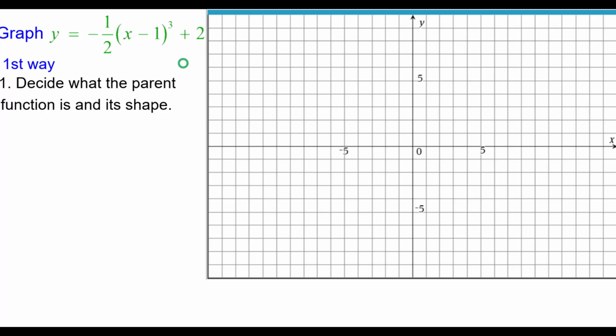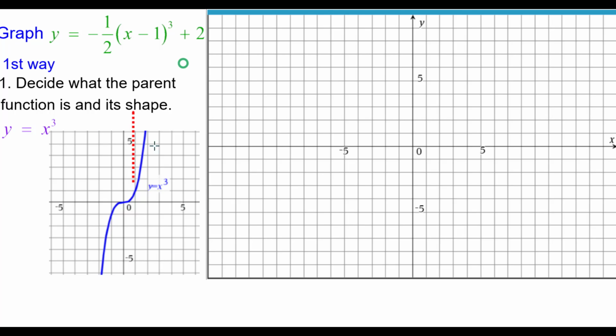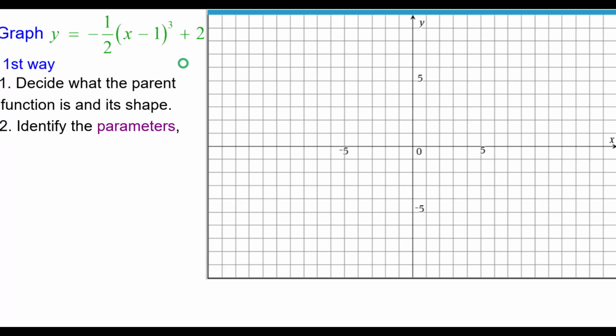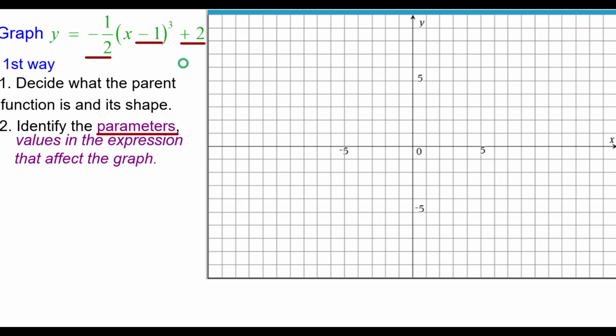First, we need to decide what the parent function is and its shape. So this is the cubic function, and its shape is this curve right here, so keep that in mind while we're doing this graph. Identify the parameters. Those are values in the expression that affect the graph. There are 3 different parameters in this particular equation. And how do they affect the graph?